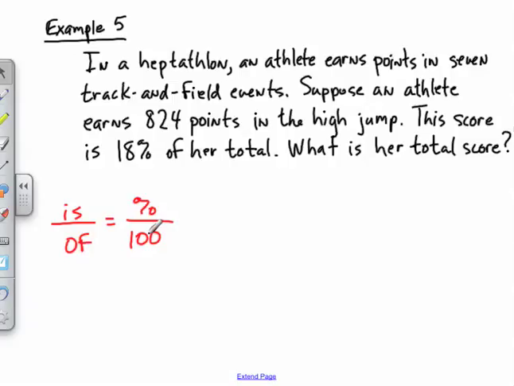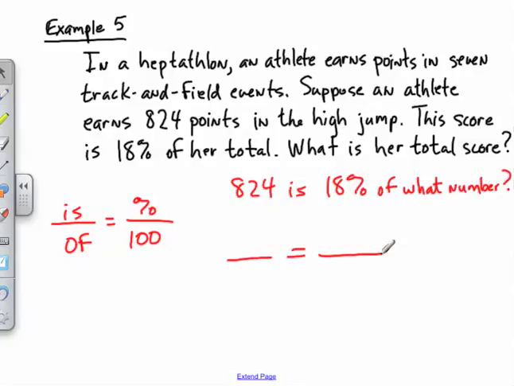Now I can take that whole problem and boil it down to just one question, and that is: 824 is 18% of what number? That's the question they're asking me, and I've rephrased it so that I can write it in my percent proportion easily. So when it starts, it says 824 is, so I'm going to write that in the is blank.